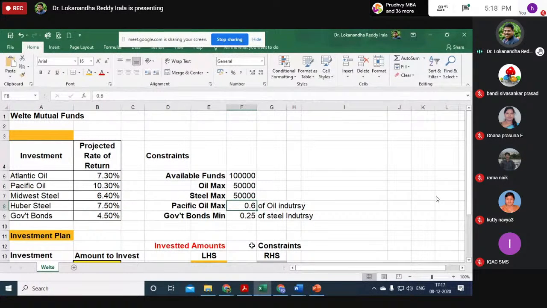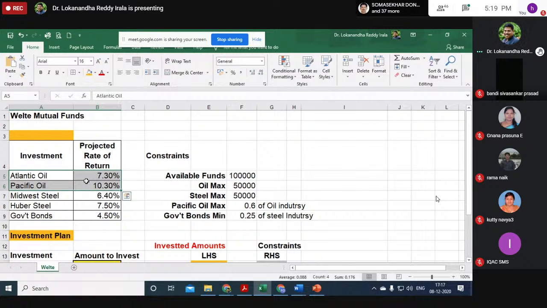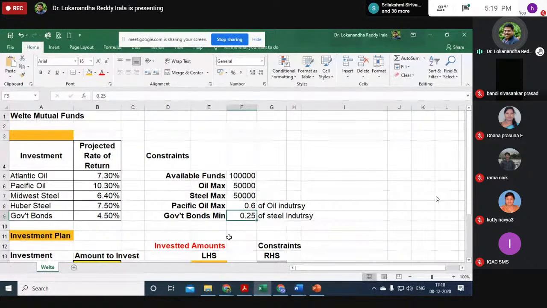Then for Pacific Oil, you should not keep more than 60% of the oil industry investment. Out of 1 lakh, I can't cross 50,000 in oil. Let us say I decide to put 40,000 in oil, in Atlantic Oil and Pacific Oil put together. Then my investment in Pacific Oil should not be more than 24,000, which is 60% of my total investment in the oil industry. Then in government bonds, I should put at least 25% of what I am investing in the steel industry. Let us say I invest 40,000 in steel. Then 25% of that, 10,000, should be invested in government bonds, minimum.